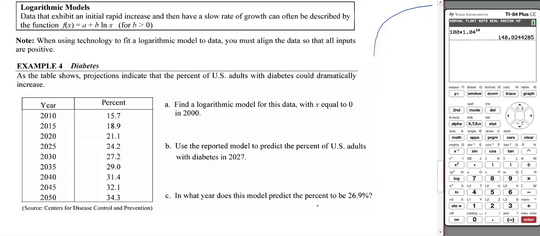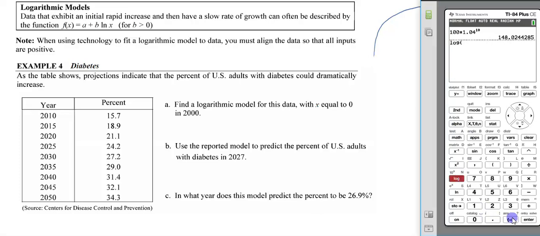When using technology to fit a logarithmic model to data, you must align the data so that all your inputs are positive. In other words, I cannot take the log of -2. I cannot take the log of 0. So whatever your year is in this, you're going to have to make sure that you align it in a way that the inputs, all of your x's, are positive numbers.